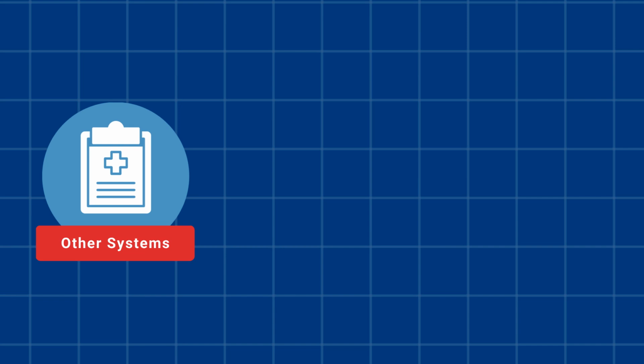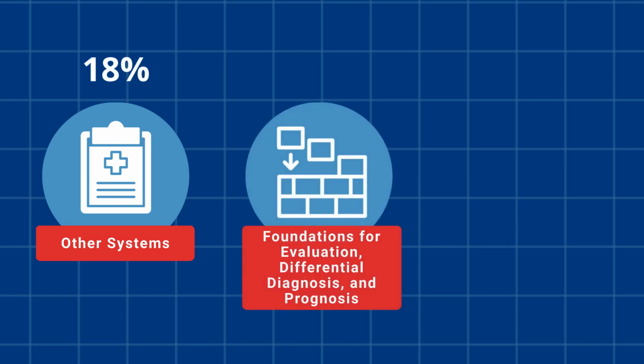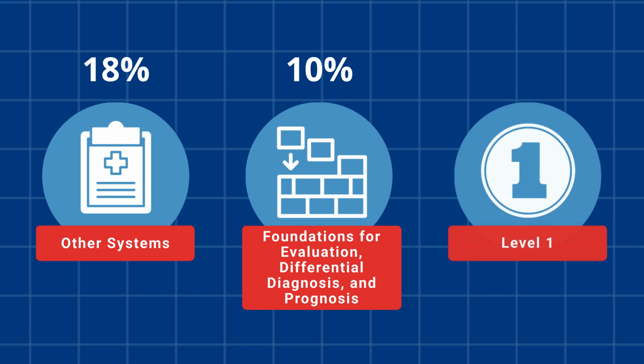This question is an other systems question which represents approximately 18% of all exam items. This question is a Foundations for Evaluation, Differential Diagnosis, and Prognosis question which represents approximately 10% of all exam items. This question is a Level 1 question since the question requires students to possess basic, foundational academic knowledge. Remediation of Level 1 questions occurs through academic review of entry-level content using textbooks, review books, Basecamp, and flashcards.